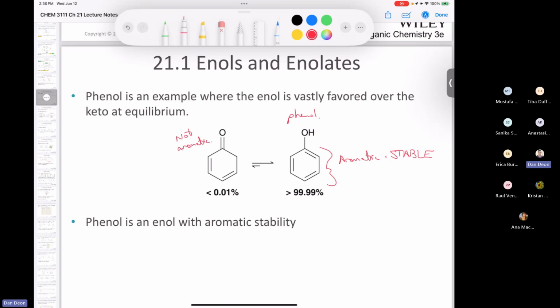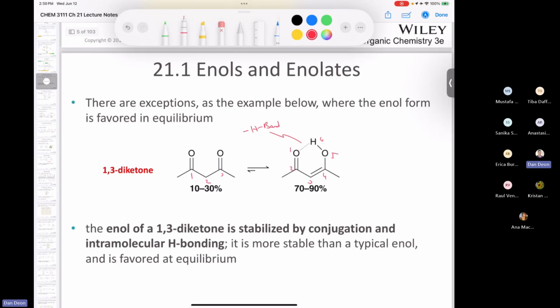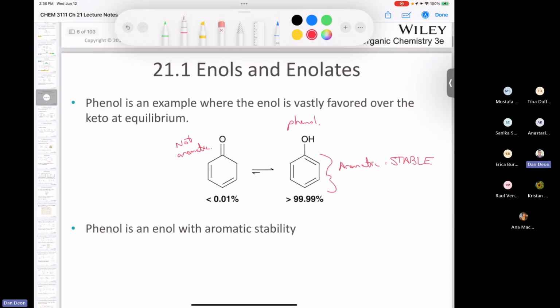But again, these are the two exceptions you need to know. One would be this one here, the 1,3 diketone, and the other one would be phenol, right? It's a very specific compound. And you had to memorize the name of phenol way back in chapter 17. So phenol isn't anything new to you at all.